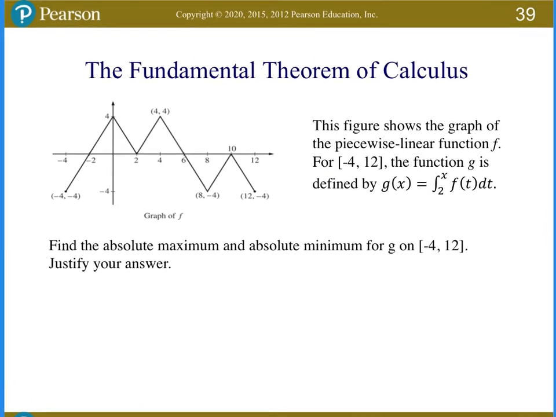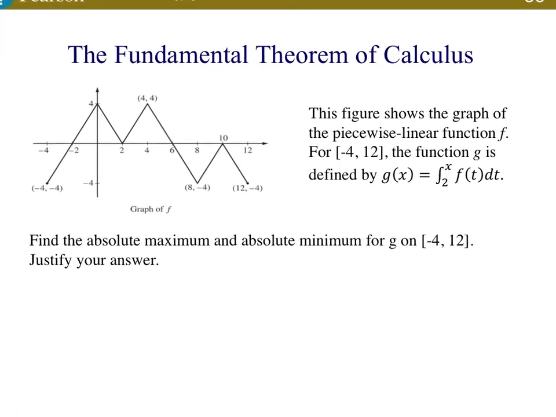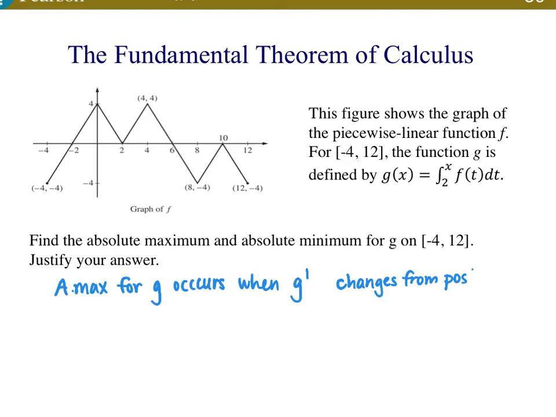Same picture. Find the absolute maximum and absolute minimum. Okay, go to the definition. A max for G occurs when G prime changes from positive to negative. Well, what is G prime?